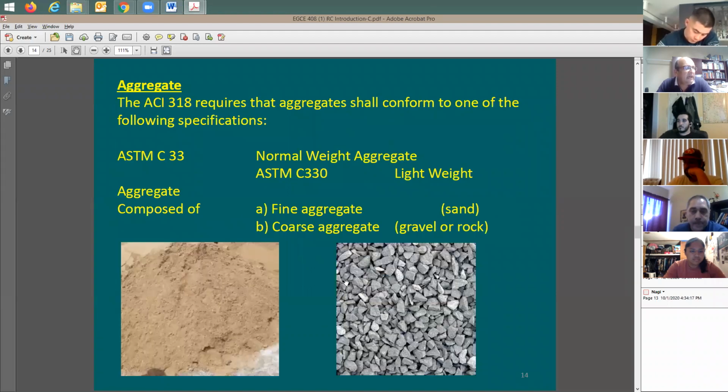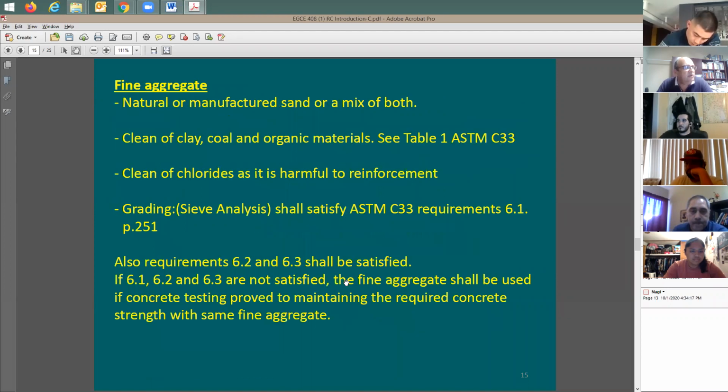Fine aggregate and coarse aggregate. There's a very important thing that you need to be sure of for any aggregate. It should be clean of clay and any organic materials. So I'm going to box this for you. Try to memorize this. And also clean of chlorides. This is going to be very important for you. Why? Because if it has any chlorides, it's going to be rusting the reinforcing.